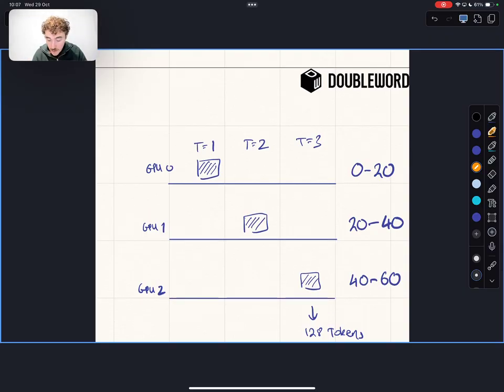So each GPU is still only processing 128 tokens at a time. But while GPU 1 is processing its 128 tokens, we can start GPU 0 processing the next set of 128 tokens. In this case, I have 3 times 128 tokens in my global batch, and I've split them into mini batches or micro batches of 128 tokens each.